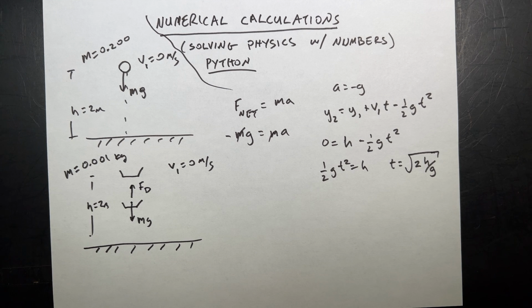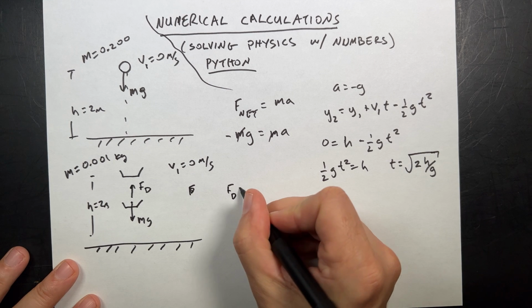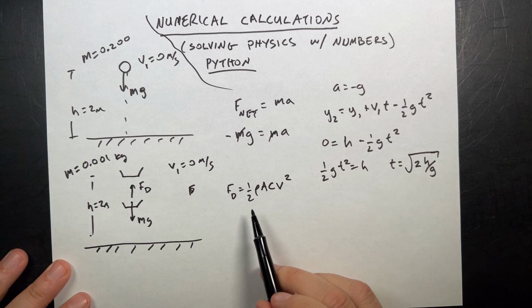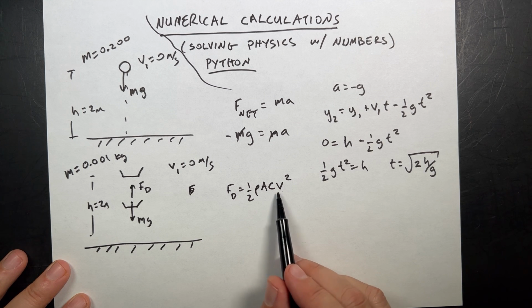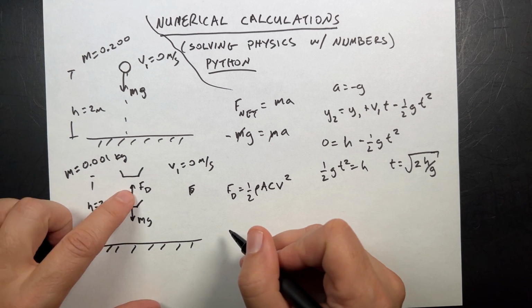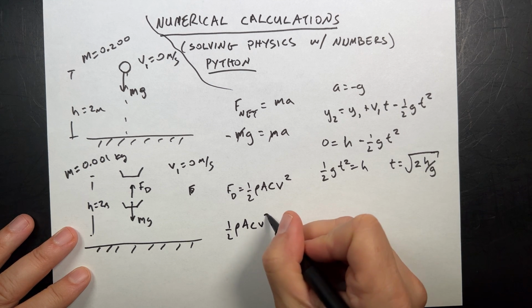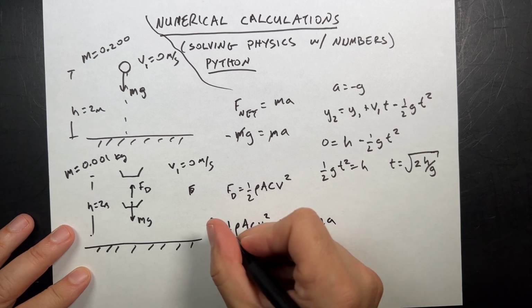And then on top of that, if we say it's a v squared drag force, I can model the drag force, F drag, as 1/2 rho A C v squared, where rho is the density of air, A is the cross-sectional area, C is a drag coefficient, and v is the velocity. If I put that together with Newton's second law, that's an upward pushing force: 1/2 rho A C v squared minus mg equals ma.